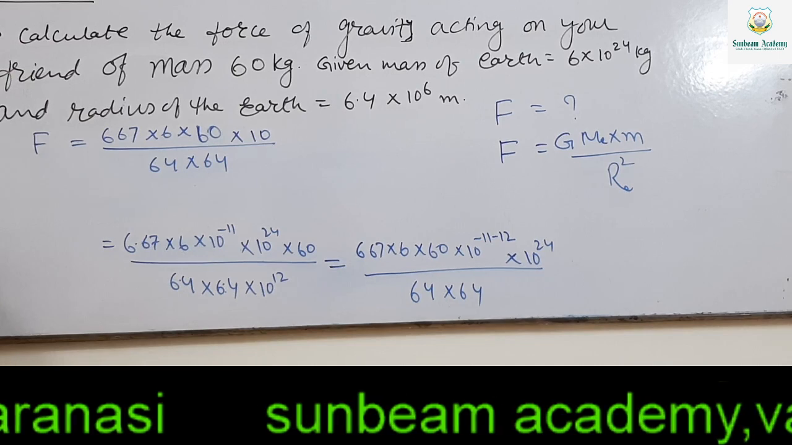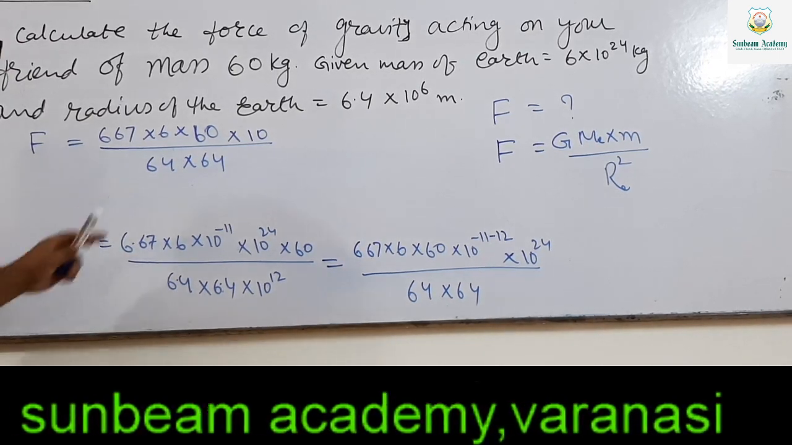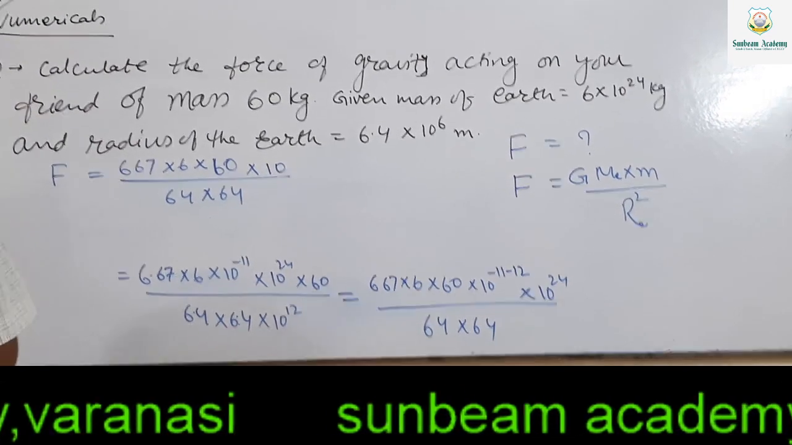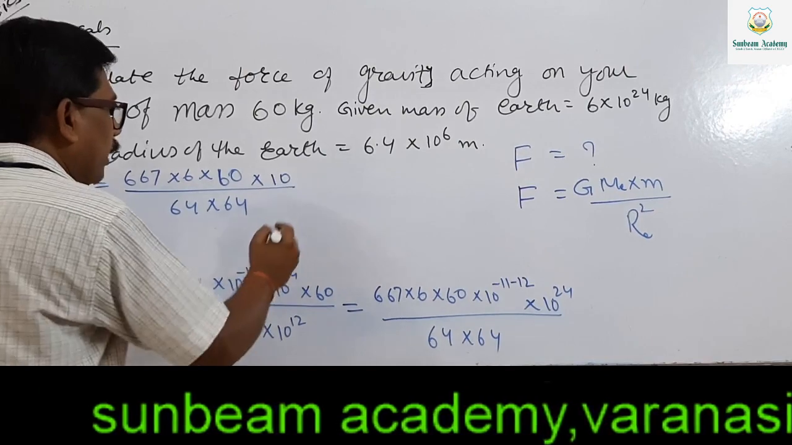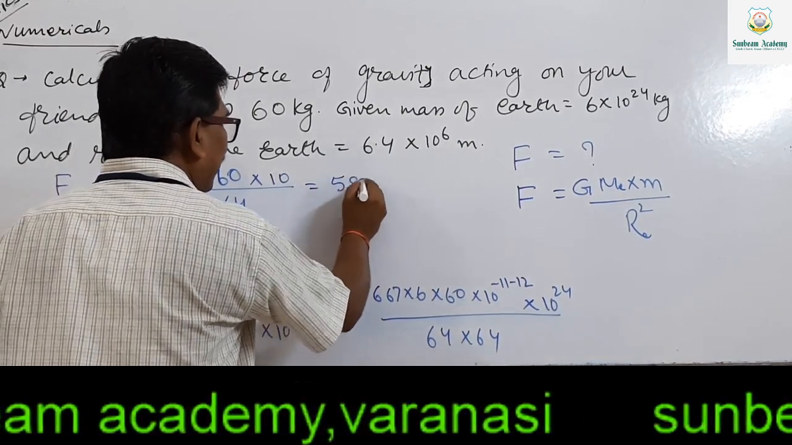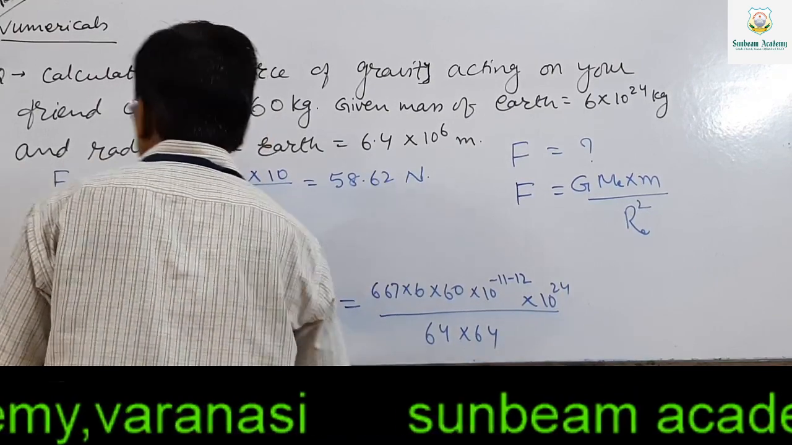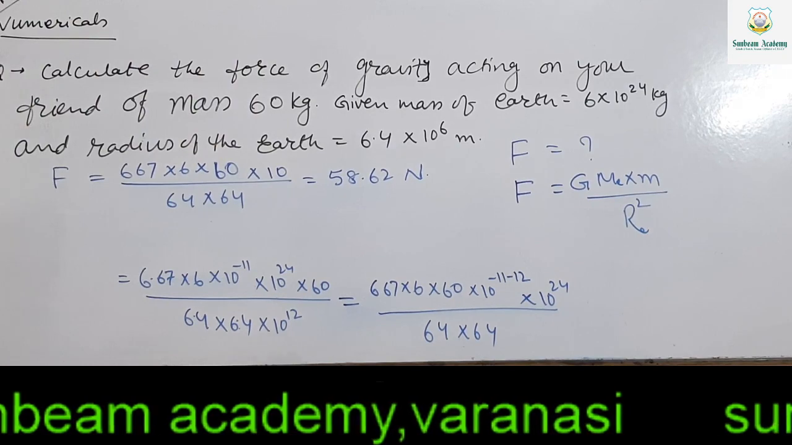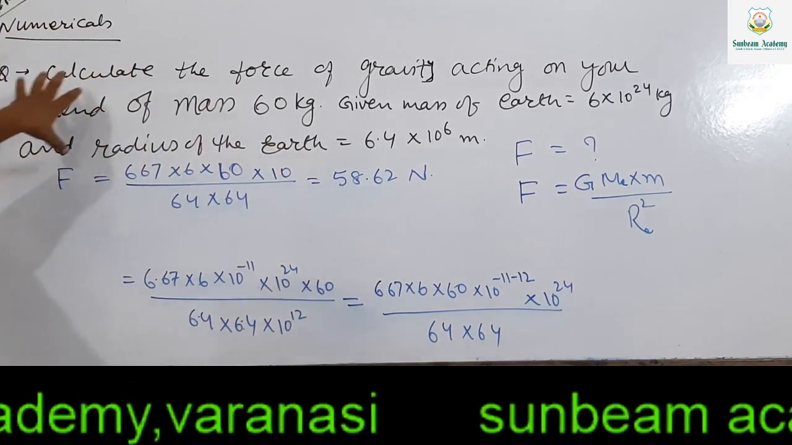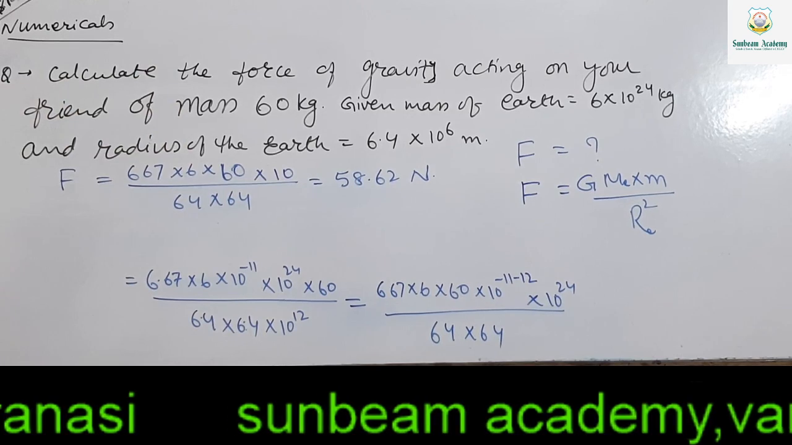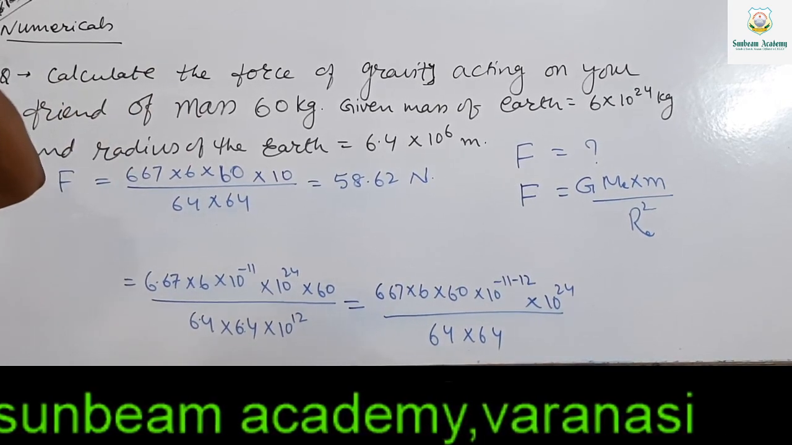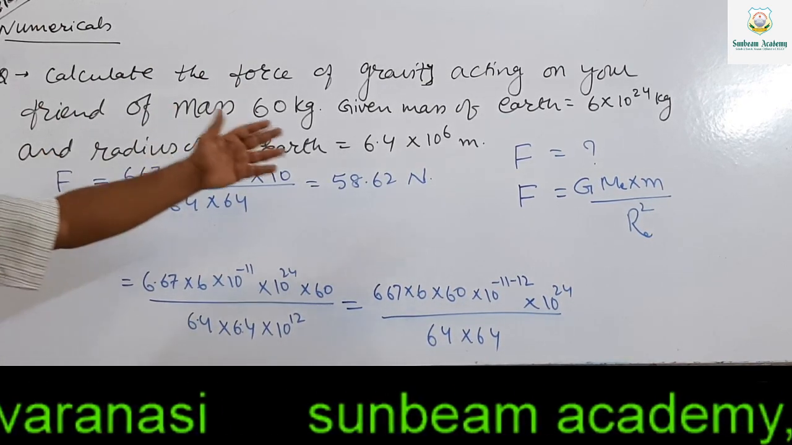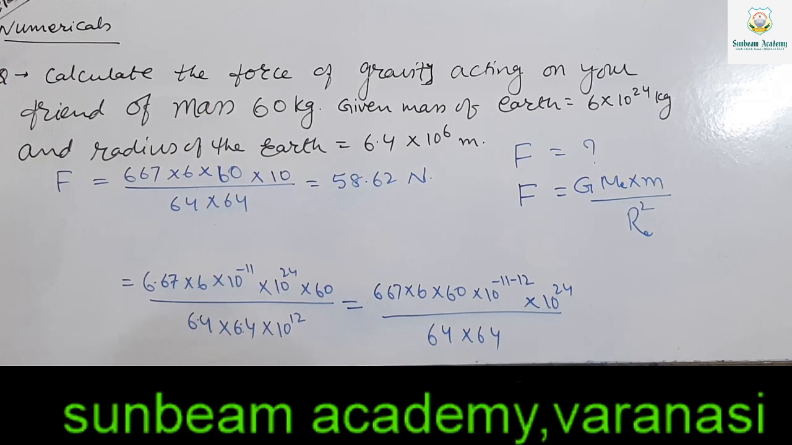Now you do the calculation. What will be the value? Multiply it and let us see what is the value. When you calculate you will get 58.62 Newton. So this much force of gravity is acting on our friend of mass 60 kg, where the mass of the earth is given 6 into 10 to the power 24 kg and radius of the earth is 6.4 into 10 to the power 6 meter.